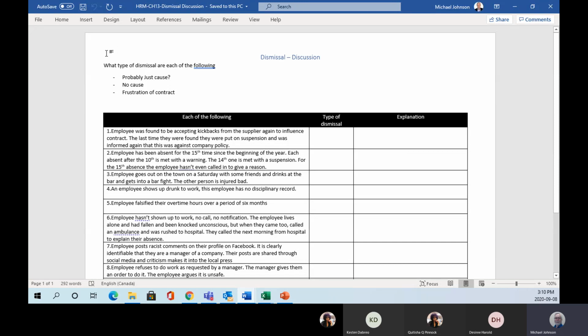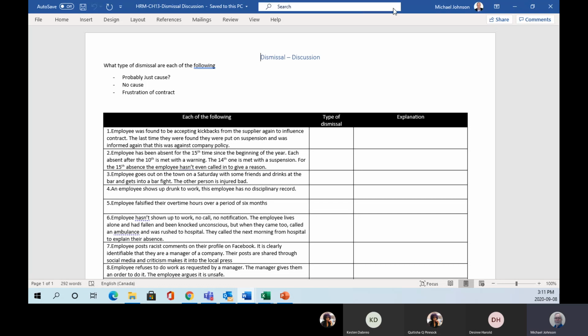So this is an assignment I'd like you to do tonight. I'd like you to work on this one. So what types of dismissal are each of the following really, for each one of these scenarios, what kind of dismissal? And give a small explanation. You're preparing for the final exam right at the moment, so this is going to help you a great deal.